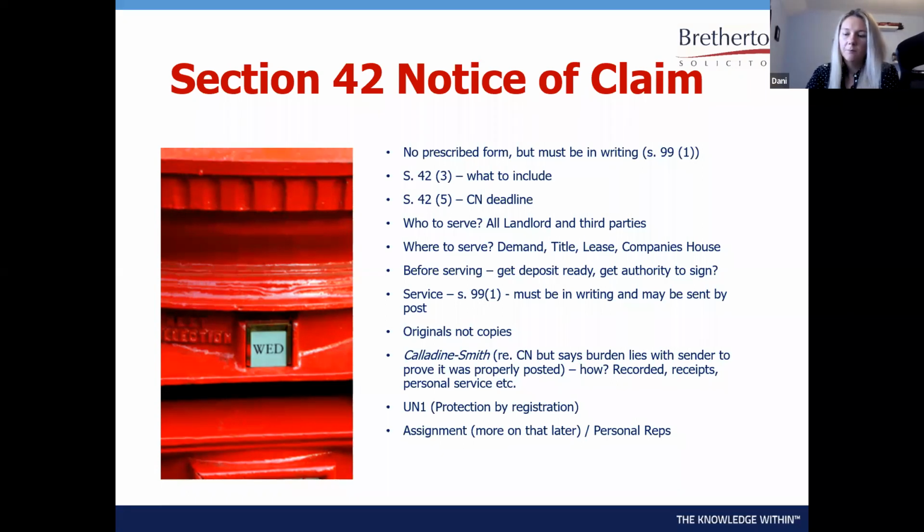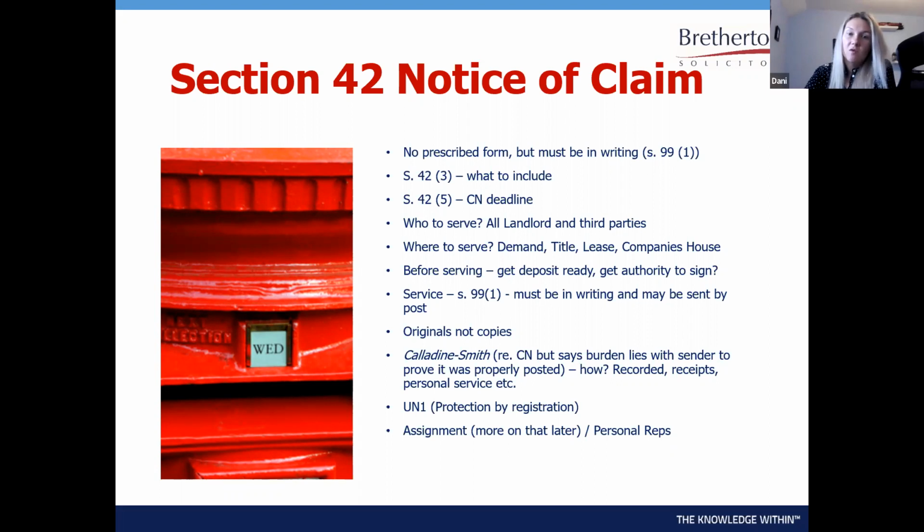In practice, what we do is we give some time for service. So we will usually put a counter notice deadline date of, say, 2 months plus a week, maybe plus 2 weeks, especially over Christmas where there are bank holidays. If you're serving a notice on Christmas Eve, you've got to think of the bank holidays as well. So make sure you give enough time for your section 42 notice to have been served so that the landlord has 2 full months in order to serve their counter notice.